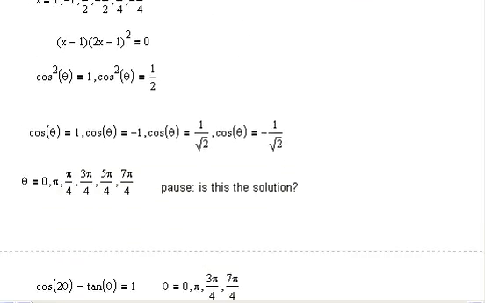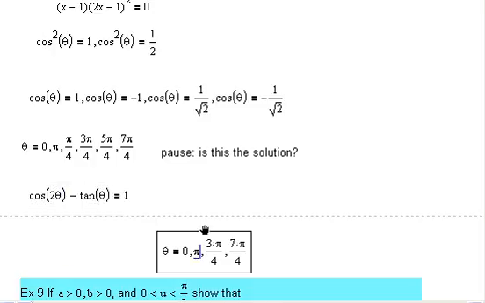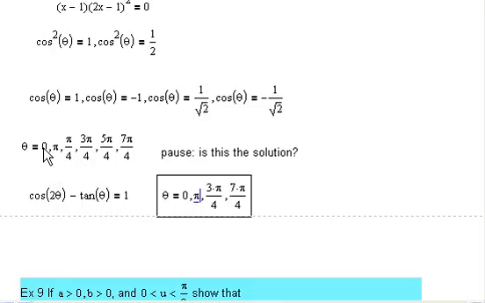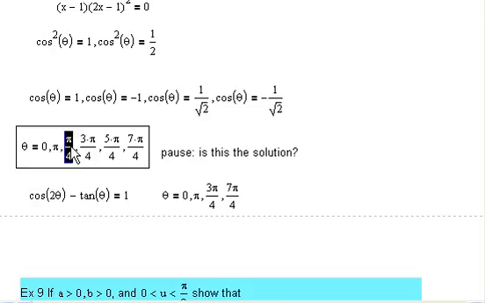equation again. Cosine 2 theta minus tangent theta equals 1. And notice that if we tried 0, it does work, because cosine of 0 is 1. 1 minus tangent of 0 is 0, so that works. And if you try pi, cosine of 2 pi is also 1. Tangent of 2 pi is also 0, so that one works. However, if we try pi over 4, cosine of 2 times pi over 4 is cosine of pi over 2, and that's 0. Tangent of pi over 4 is 1, so we'd have 0 minus 1 equals 1. That's not possible.